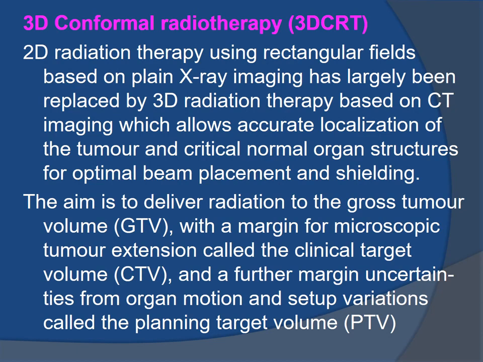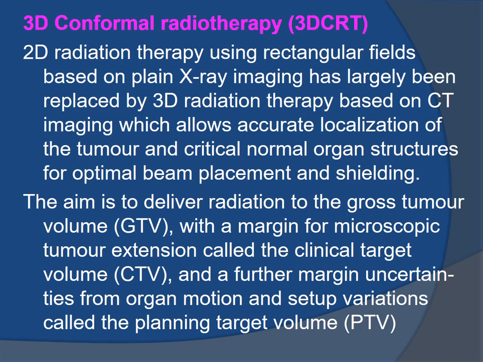2D radiation therapy using rectangular fields based on plain X-ray imaging has largely been replaced by 3D radiation therapy based on CT imaging, which allows accurate localization of the tumor and the critical normal organ structures for optimal beam placement and shielding. The aim is to deliver radiation to the gross tumor volume, GTV.